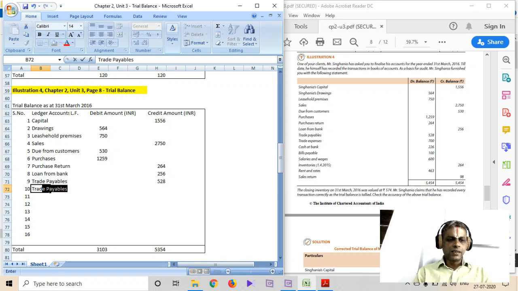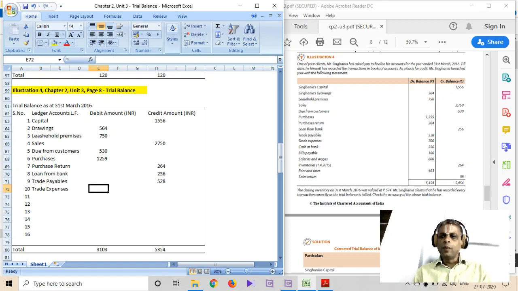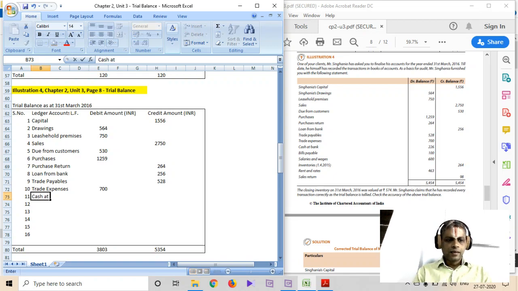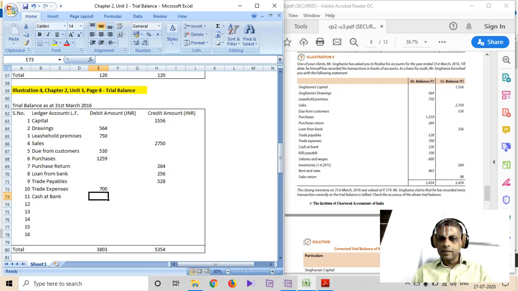Trade expenses. Trade expenses is debit balance. Nominal account, debit all expenses and losses, 700. Cash at bank. Cash at bank is a personal account, right? It can be debit or credit. It is given credit balance. Debit balance 226.